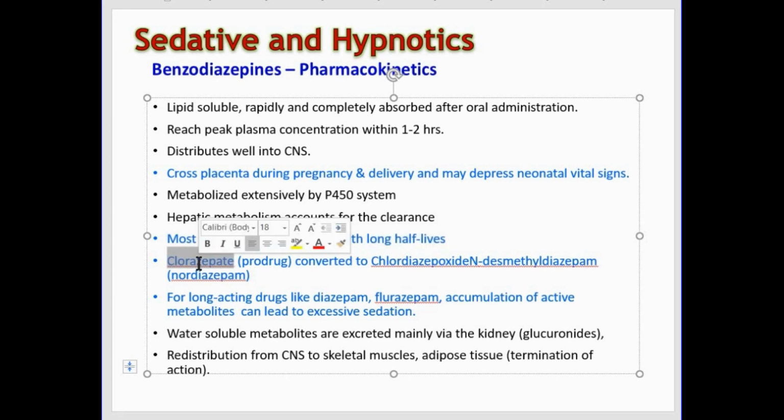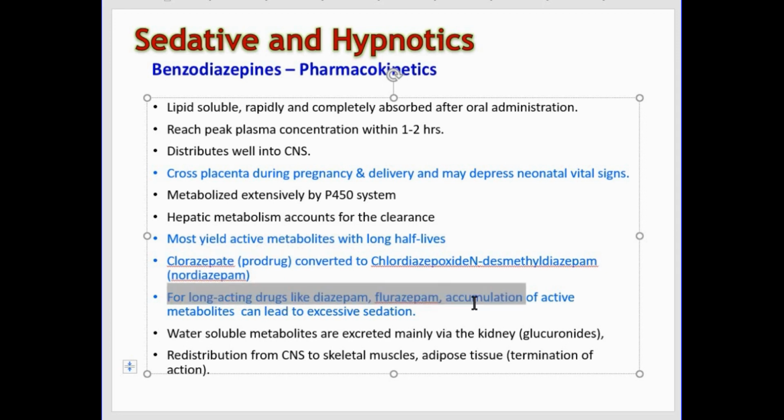And then clorazepate is a prodrug, which is converted to nordiazepam. And for long-acting drugs like diazepam and flurazepam, active metabolites can actually lead to excessive sedation. So these parameters must be considered for what these drugs can be used for.